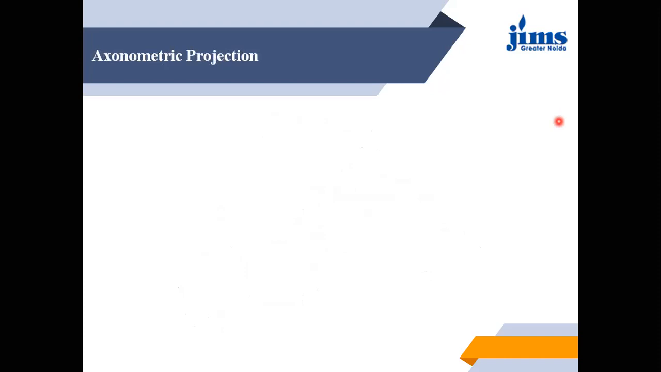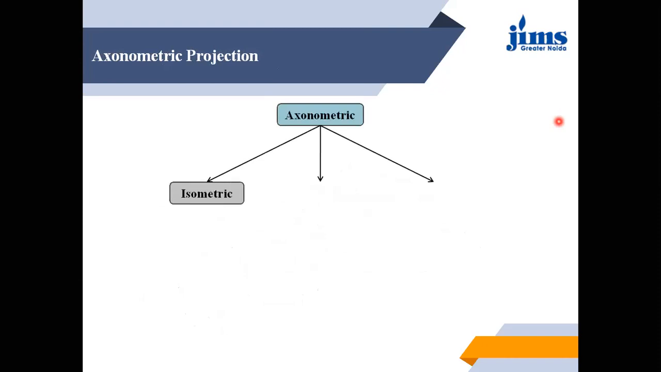Now, the fourth projection, that is axonometric projection, is left. In axonometric projection, there are also three types. First one is isometric, second one is dimetric, and third one is trimetric. Over here, I will try to tell you by an example. So let us see an example of this.